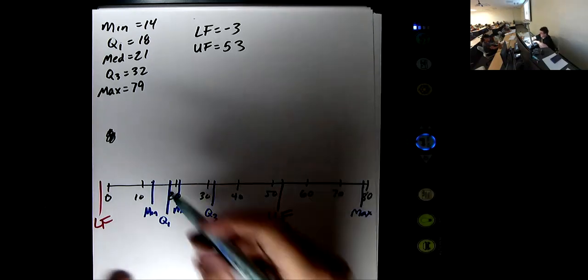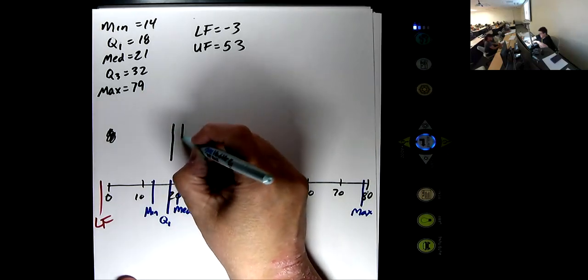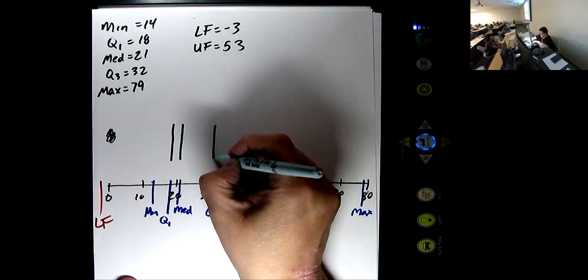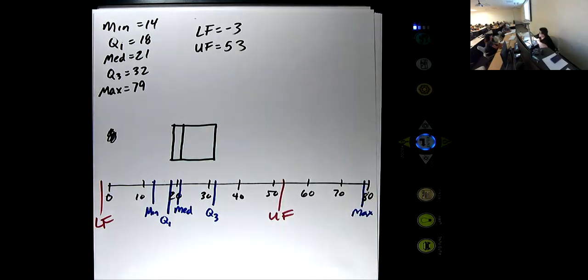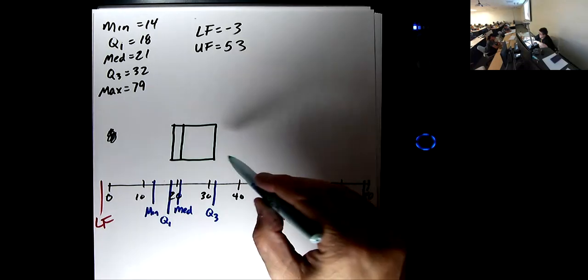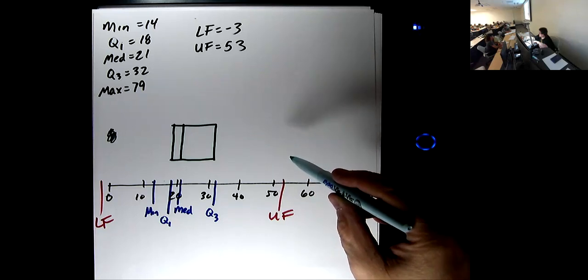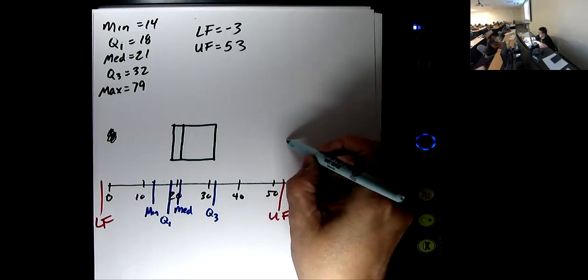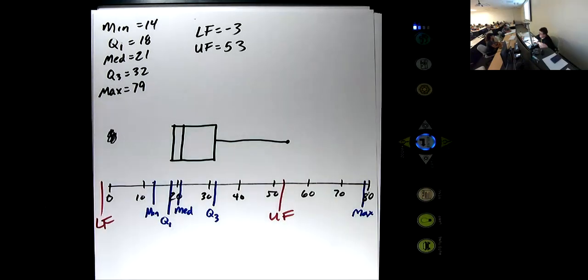So I'm going to draw a vertical line above Q1, median and Q3, and I'm going to form a box. Then I'm going to go over to either the fence or the value closest to it that's still in the data. The upper fence is over here. I'll put a dot there. I'll make my whisker on the right over here.